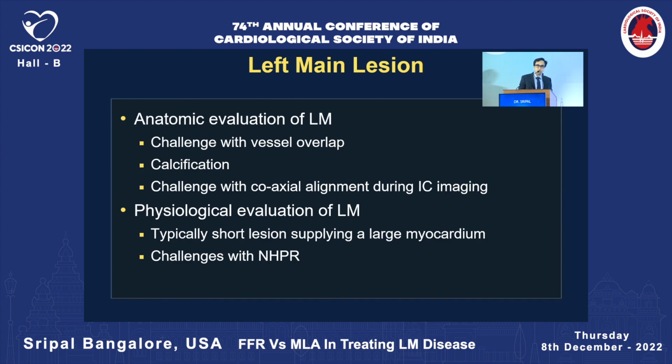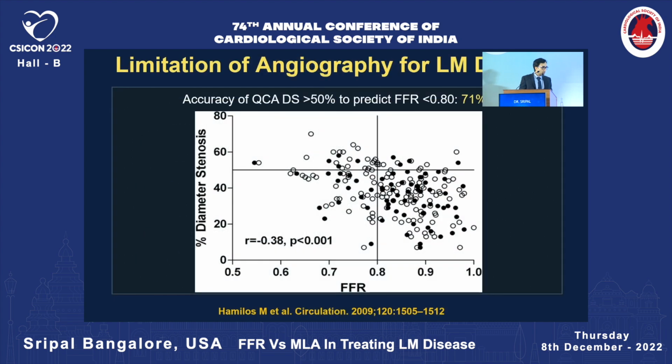When you think about physiology for left main disease, there are also a number of challenges, typically because left main lesions tend to be short, but at the same time it's supplying a large territory of myocardium. So if you look at non-hyperemic pressure ratios, this is exactly the type of lesion where the separation coefficient kicks in, and you can have falsely negative non-hyperemic pressure ratios. So what are the limitations of angiography for left main disease?